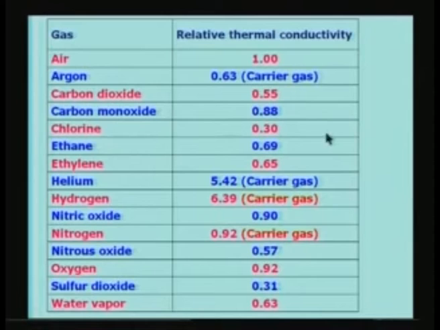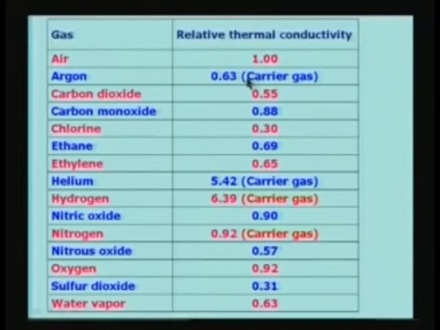For example, if I take air as 1, whatever is the thermal conductivity of air, I will just take it as the basis. The actual thermal conductivity of air is about 0.025 watts per meter Kelvin, but here I am making it 1. What I am trying to do is to find the relative thermal conductivity of different gases with respect to air. So, if air has a thermal conductivity of 1, what is the thermal conductivity of the other gases in terms of air? So, this is the ratio.